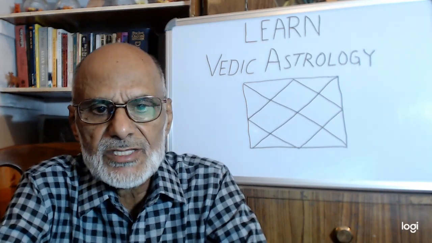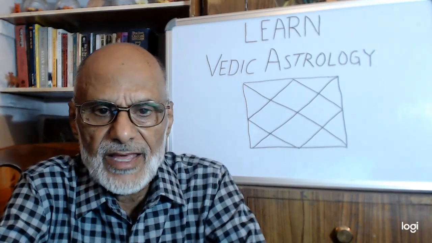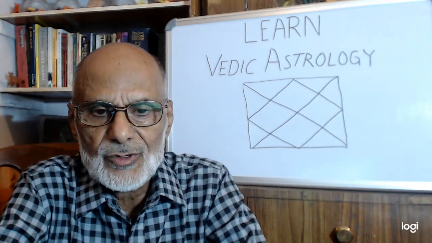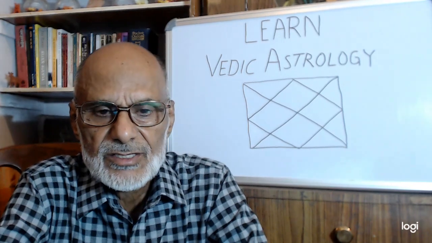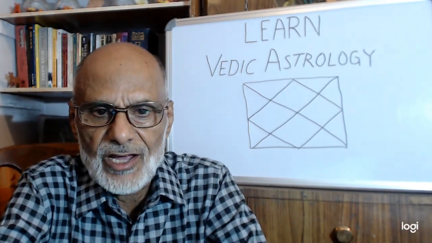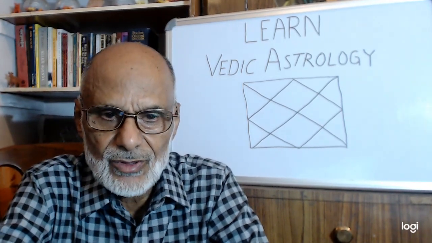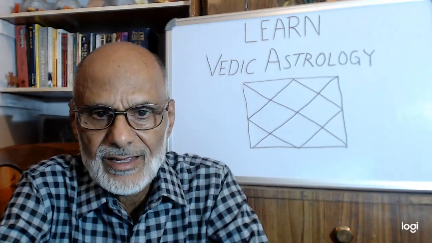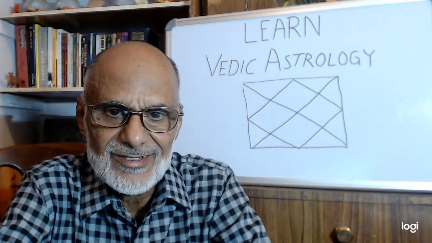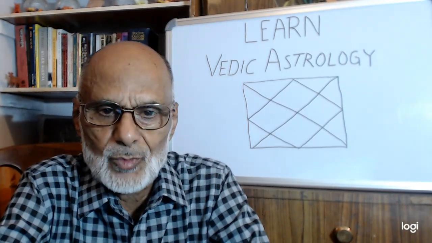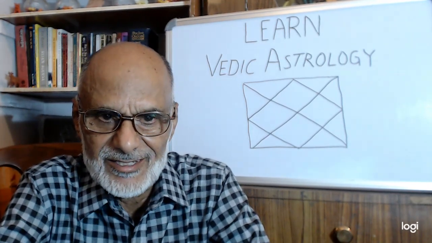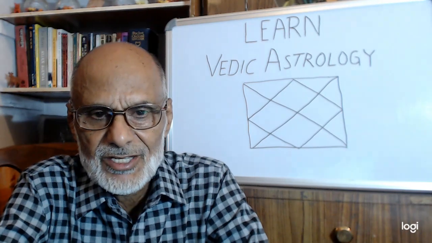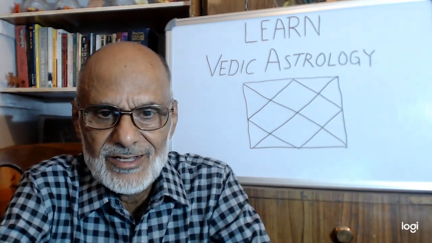12 zodiac signs, 9 planets, and then in the birth chart there are 12 houses. Each house represents certain areas of life, also some body parts, also some relations, and much more. So we will talk in detail about all these things. So my dear friends, it will be very interesting to learn.